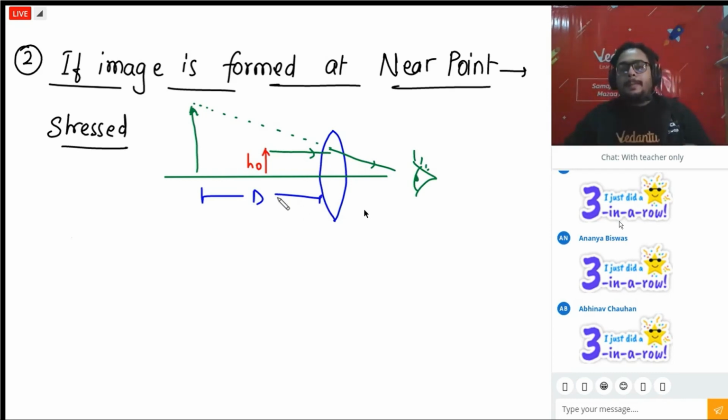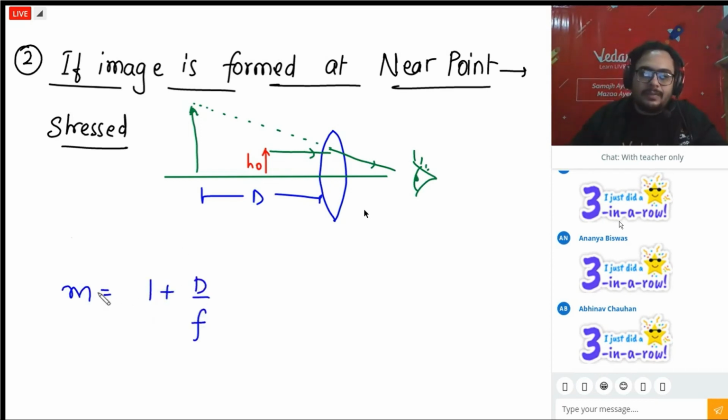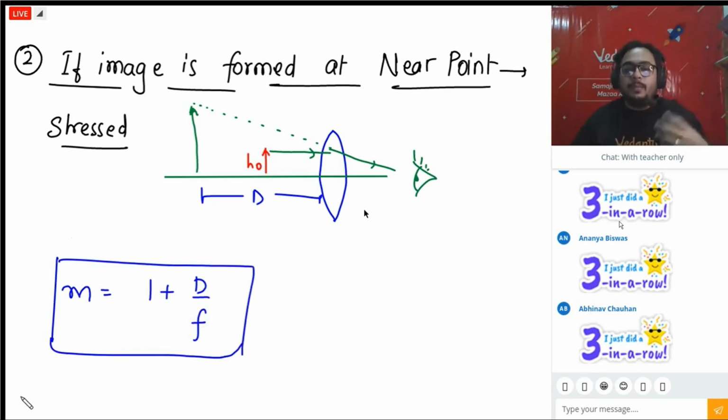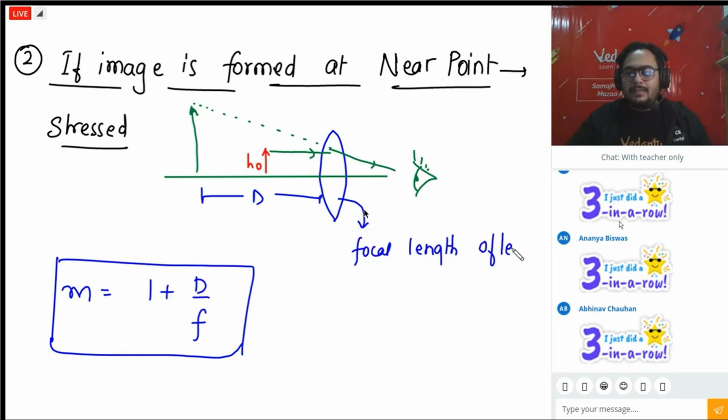Okay. So now what we have to do, in this case, the magnification that we use is 1 plus D by F. If your eyes are stressed, in that case, the image that is formed is more enlarged. But if you are looking at the image in relaxed state, the magnification is less by 1 basically. So if you are forming the image at the near point, magnification formula that we use is 1 plus D by F, where F is the focal length of lens. Focal length of lens. Okay.